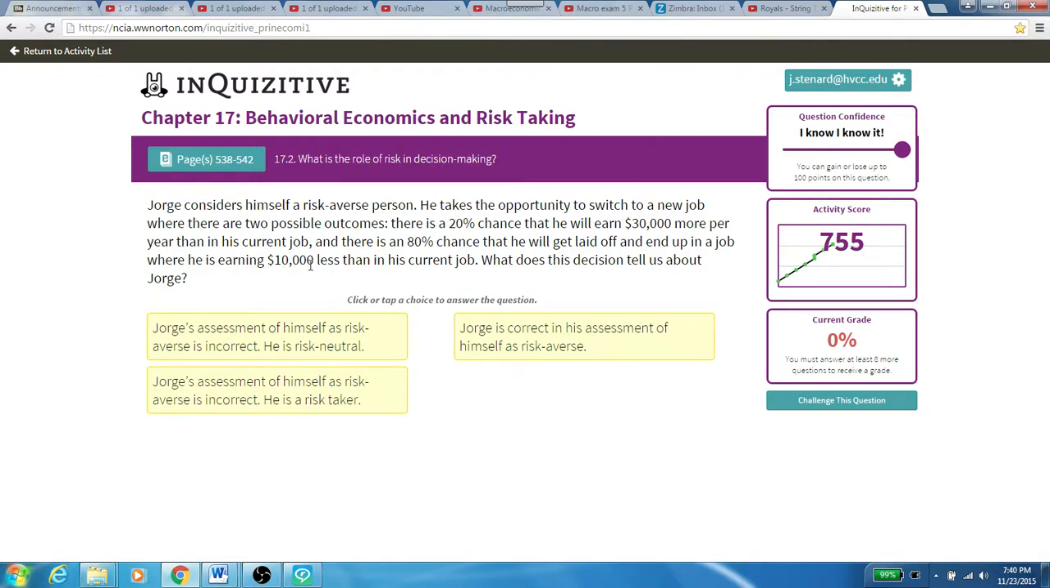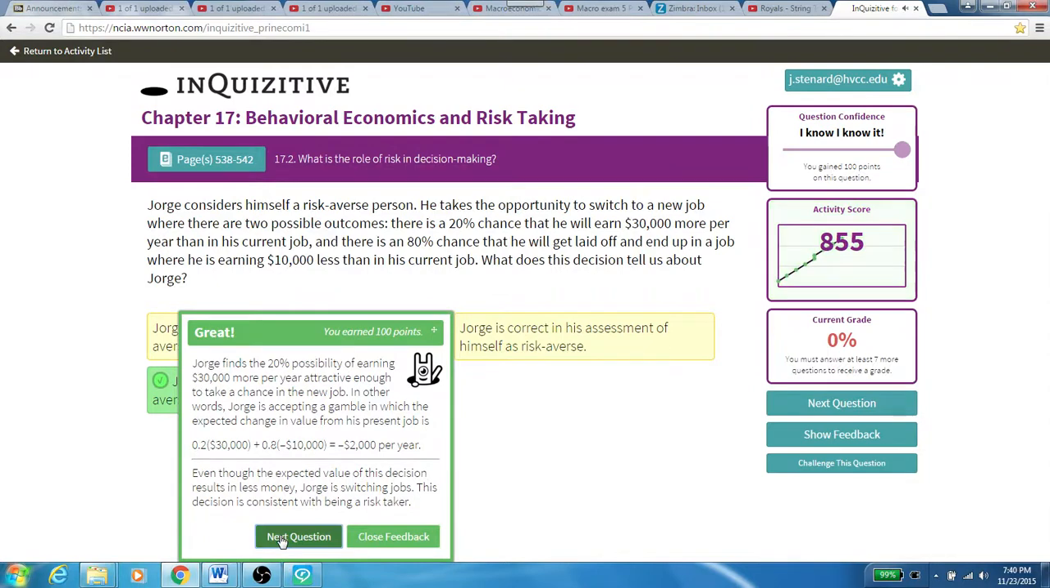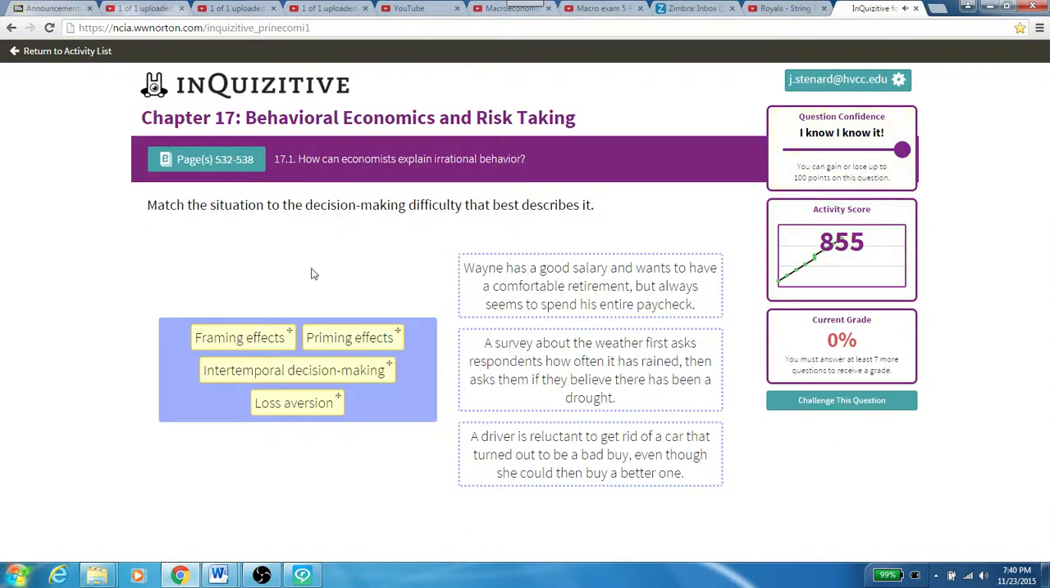So if we put the negative 8,000 together with the positive 6,000, we end up with a net change of a loss of $2,000 compared to his current job. Now, he says he's a risk-averse person, but he's taking a big risk taking this new job. So actually, his assessment of himself as risk-averse is incorrect. He is a risk taker. Let's keep it 100. Nice. Okay. Now let's try this one.